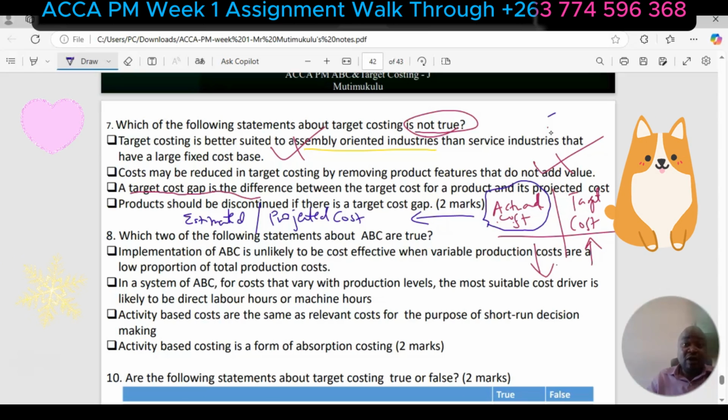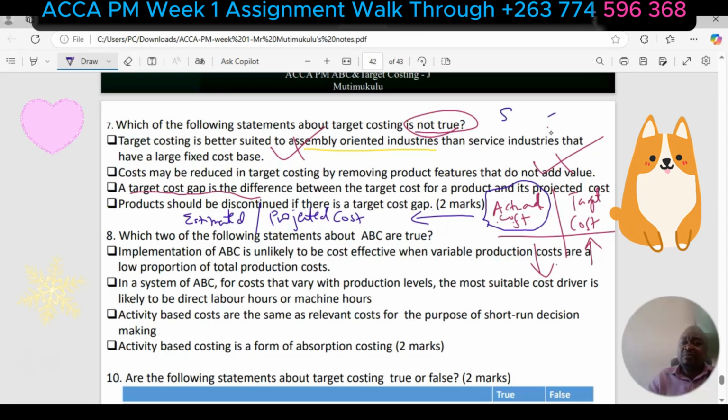Even if it is a single item, the potential market cost rather is the estimated cost or projected cost. However, to get target cost, we know that this is the selling price minus the margin, the profit margin or expected margin.